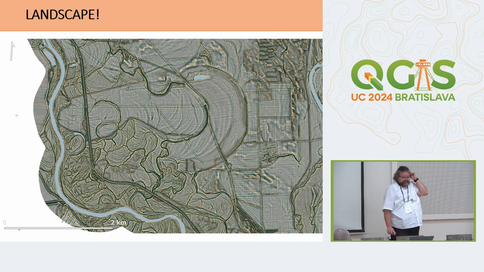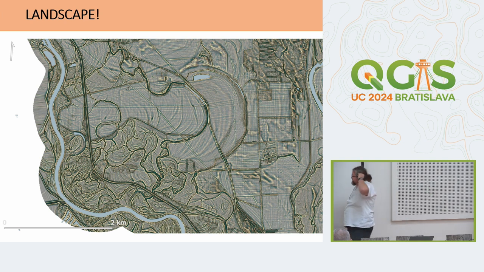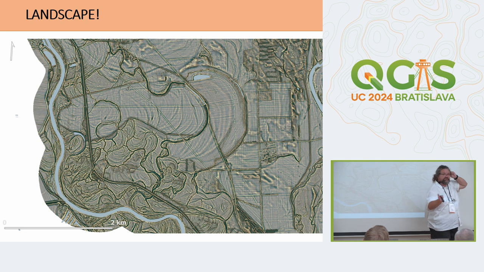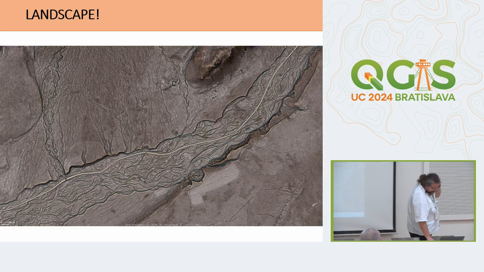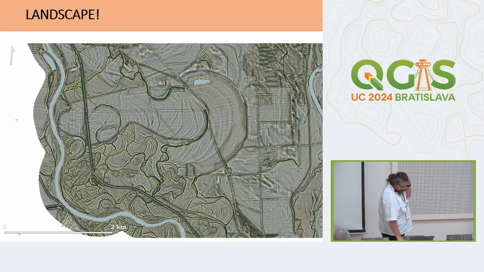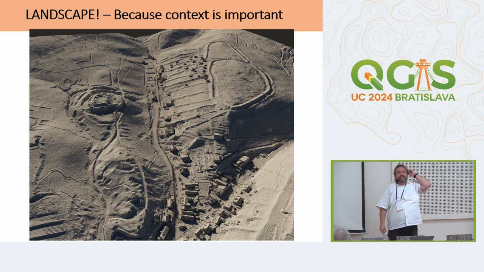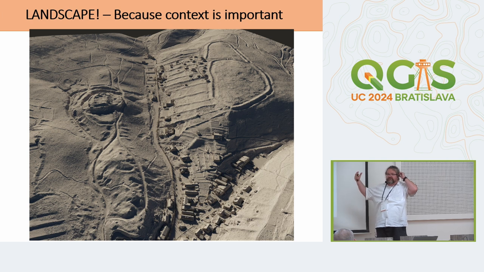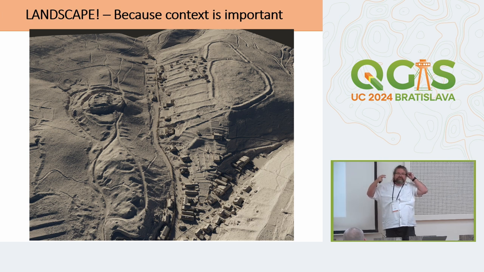And what I'm pretty happy about is that we are able to identify the landscape. Here is a part of the Morava River, and you can see nicely the memory of the landscape, how the river shifted during time. Here is an example from the Tatras. And why is it so important for us? Because every time you have to think about the context. If you find something archaeological in the data, you still have to think about the landscape context, why it was there, why the people were building the structures there, and so on.